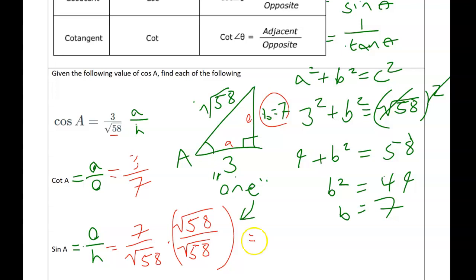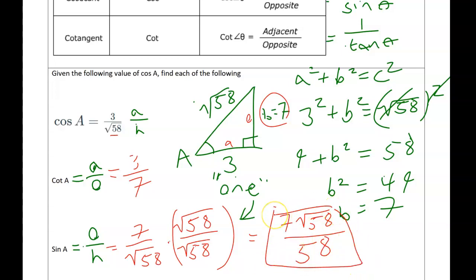But what I get, though, is this. So 7 times the square root of 58 on top, and then the square root of 58 squared, times itself, on the bottom is 58. So this is what I would want to say if I want to rationalize the denominator.